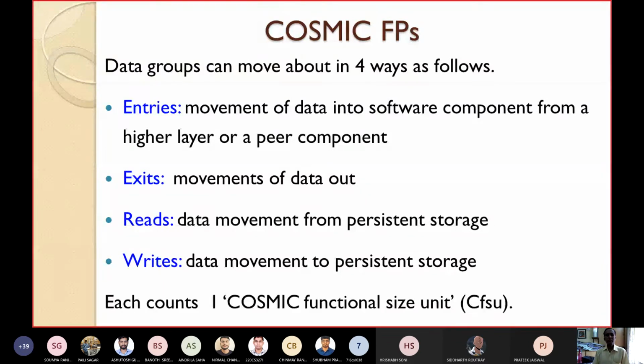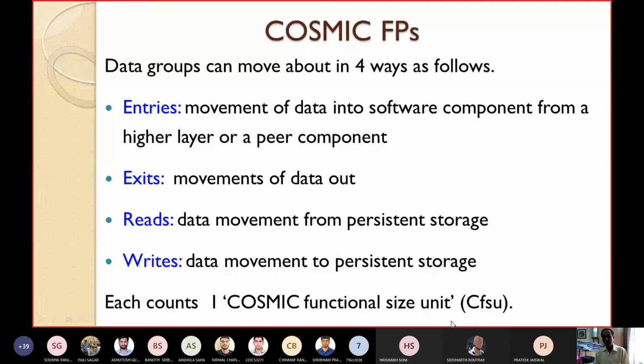Each of these four counts as 1 COSMIC functional size unit, known as CFSU. So whatever data group movement we have seen in these four ways, each counts as 1 COSMIC functional size unit, or CFSU.